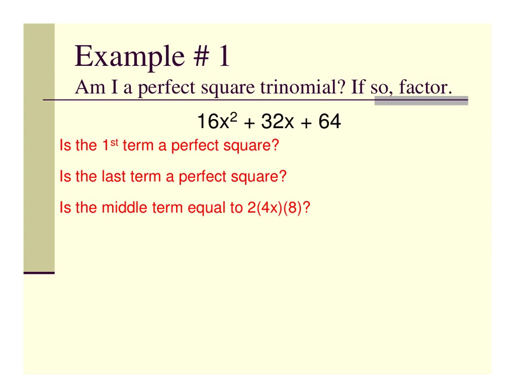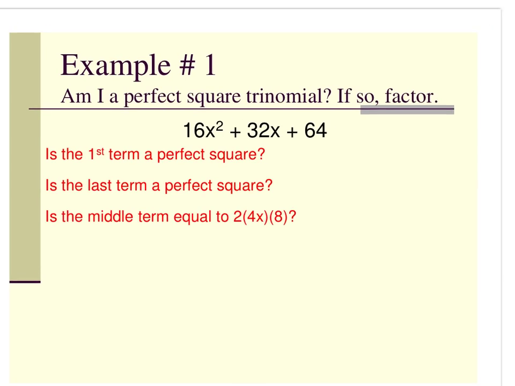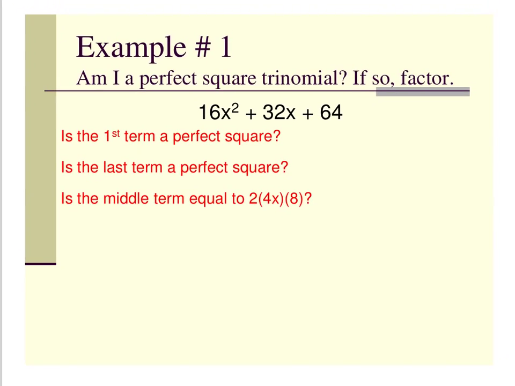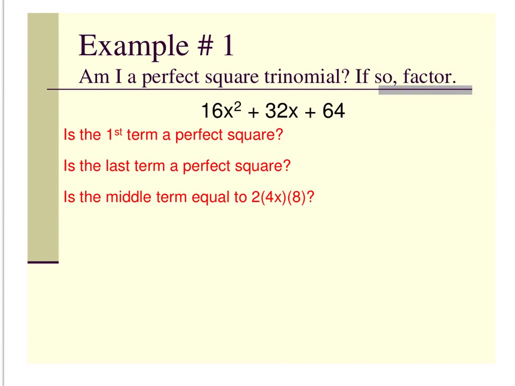Alright, so when you're looking to see if something is a perfect square trinomial, you're basically asking yourself three questions. First question: is the first term a perfect square? 16 is a perfect square, and x squared is a perfect square. So your answer to this is yes. The first term, 16x squared, is a perfect square. Now, is the last term a perfect square? Well, the square root of 64 is equal to 8. So yes, it's a perfect square.